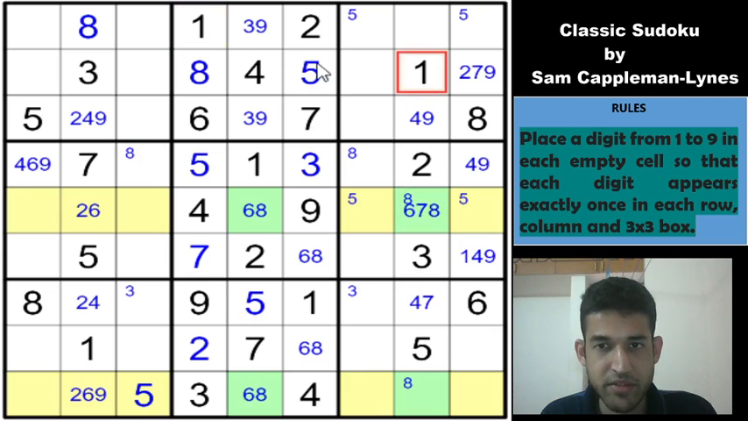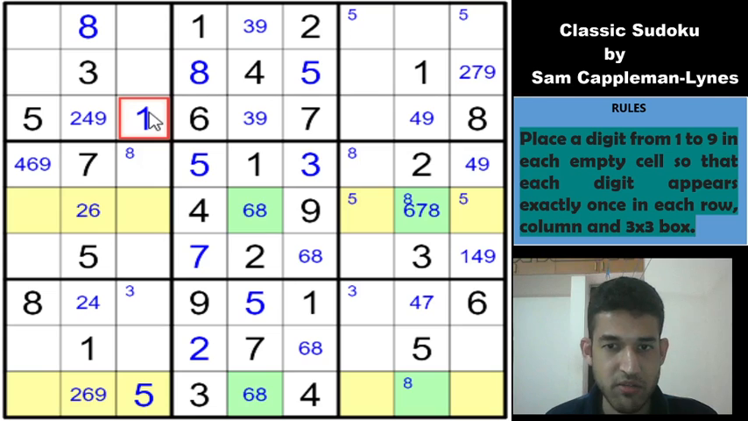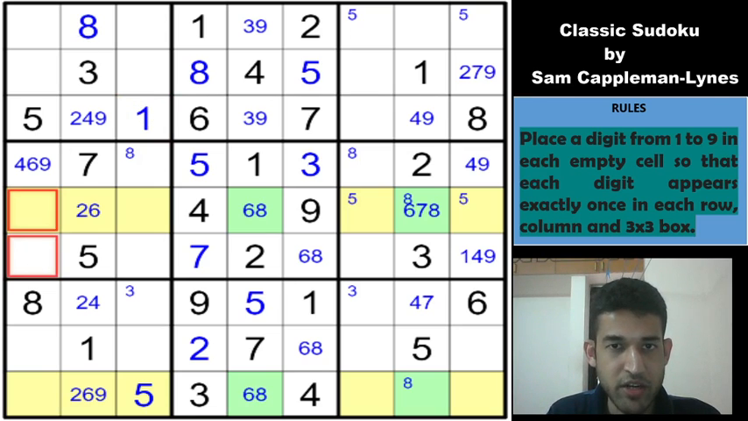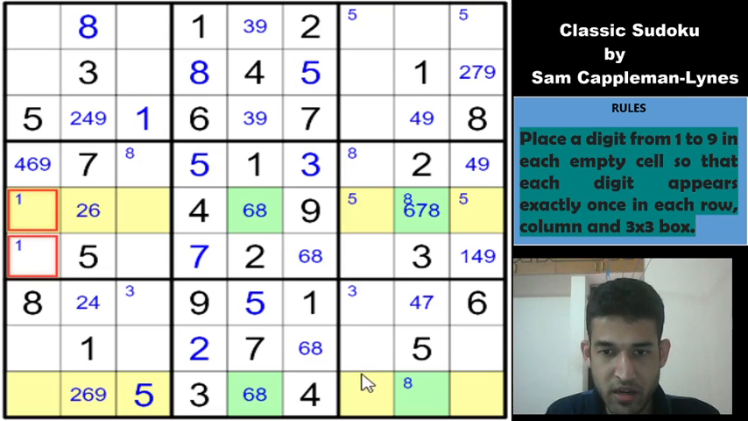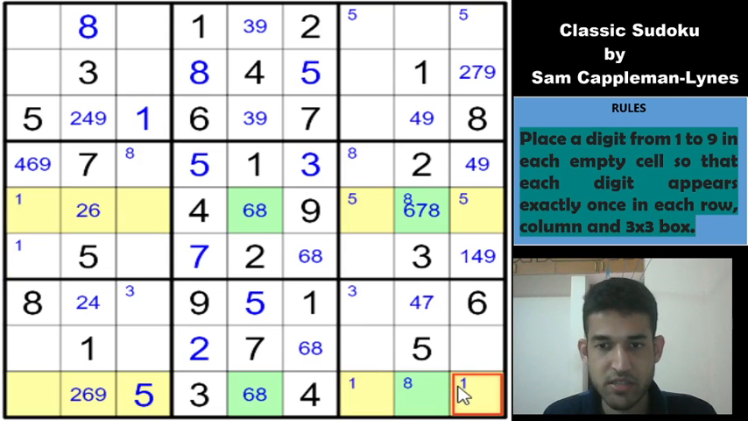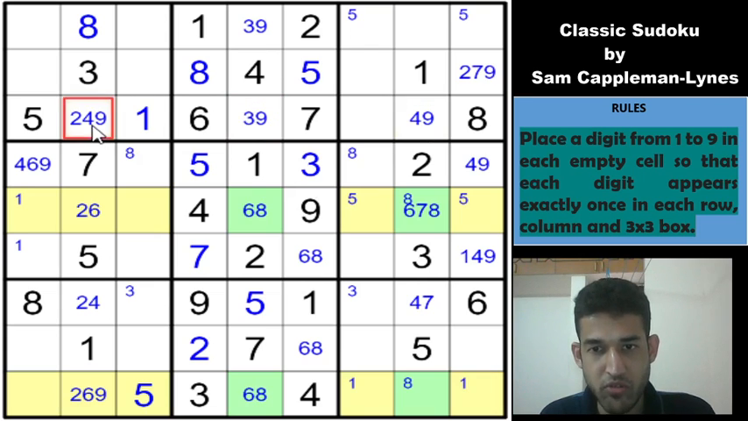Okay, 1 can be placed, right? Classic. So 1 is in row 1 and row 2, so you can place the 1 here. And which means 1 in column 1 has only 2 options, these 2 cells. And 1 in row 9 has only these 2 cells. 3 9, 4 9, 2 4 9. Okay.